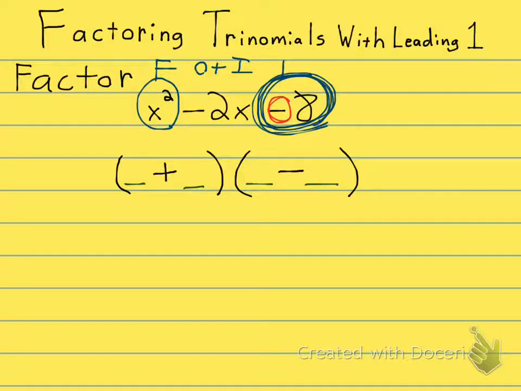I know the first two are going to multiply to give me x squared because my leading coefficient here is a 1. So the only way to get an x squared for what we're doing is an x and an x. You could also have 1 times x squared, but all of the ones that you're going to see should be x times x. Now, the last two numbers need to multiply to give me 8.